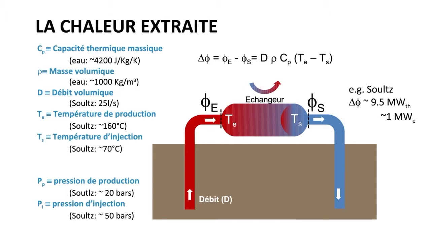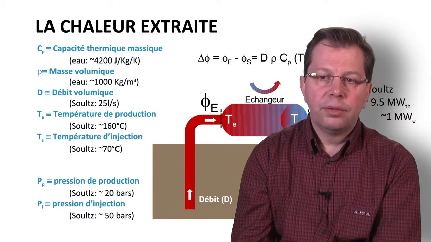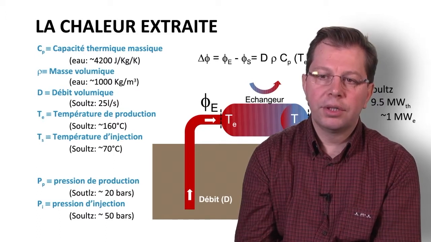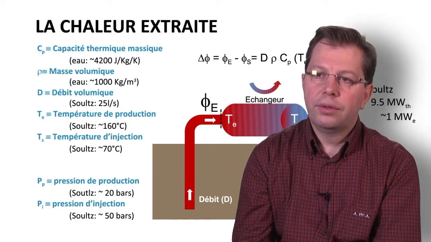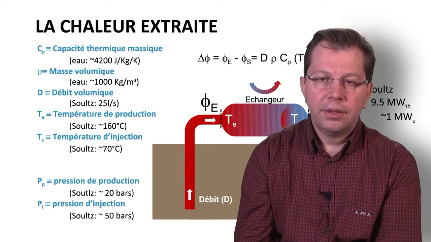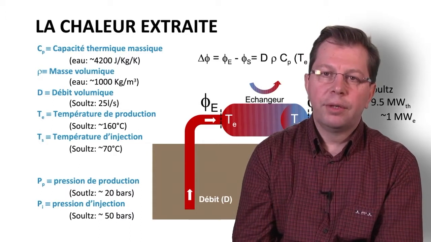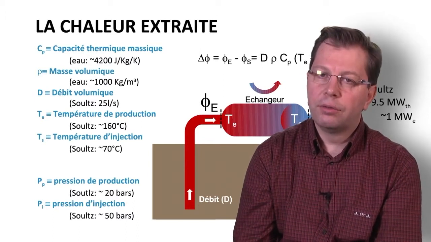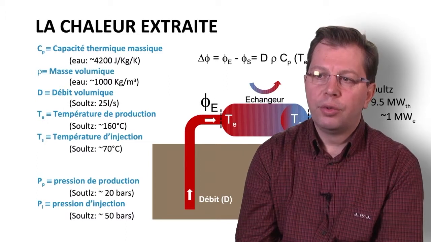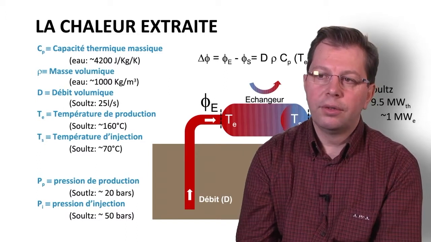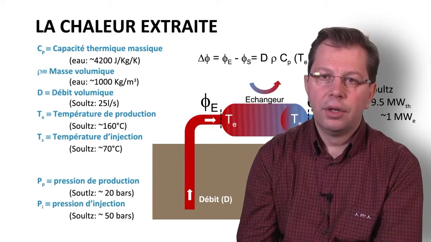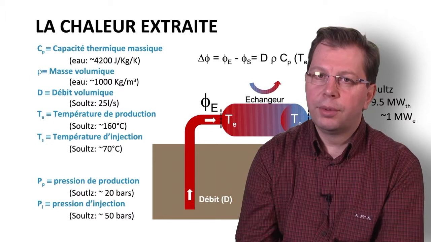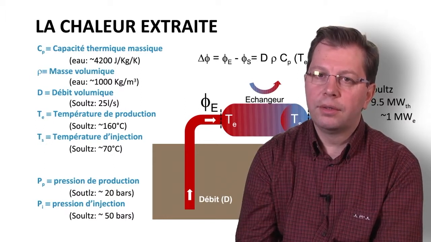At a given pressure, a production pumping pressure of approximately 20 bars and a reinjection pressure of approximately 50 bars. With these figures in mind, thermal production is 9.5 thermal megawatts, a 10% yield for approximately 1 megawatt electrical production. So Soultz-Sous-Forêts is a moderately yielding plant, but we have all the figures to estimate the production in such a system.